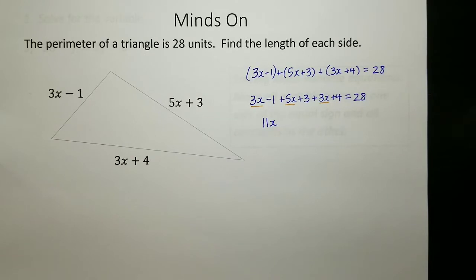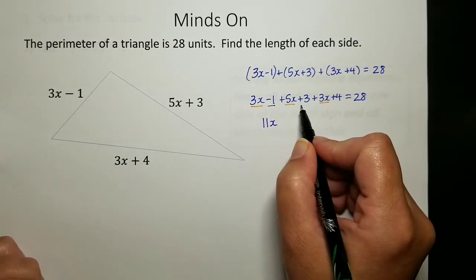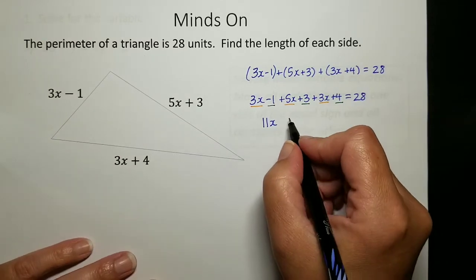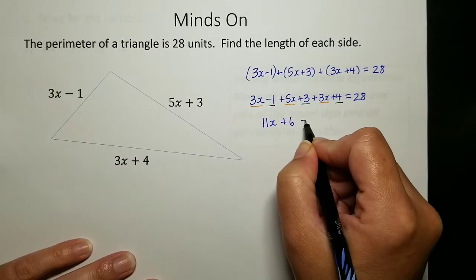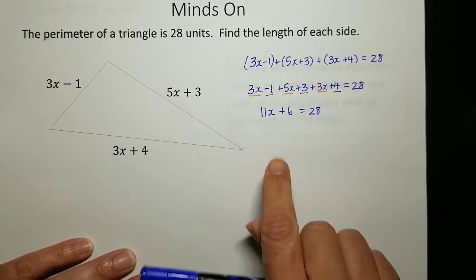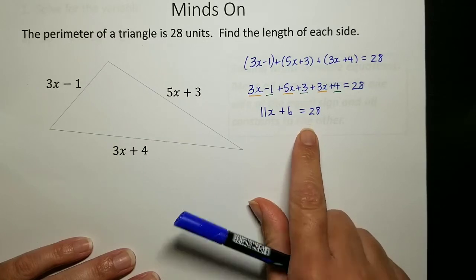And then we will look at our other like terms, which is just our constant numbers. -1 plus 3 plus 4. So -1 plus 3 is 2, plus 4 more is 6. So I get plus 6, and that's equal to 28. This looks like a small, nice equation that you guys were solving yesterday.